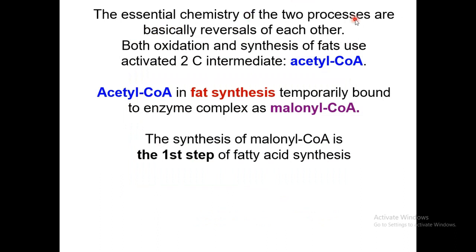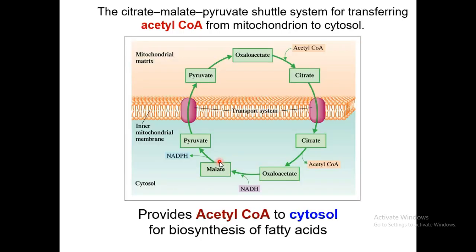So the essential chemistry of the two processes are basically reversals of each other. Both beta oxidation and fatty acid synthesis use an activated 2-carbon intermediate, which is called acetyl-CoA. Acetyl-CoA in fatty acid synthesis is temporarily bound to the enzyme complex as malonyl-CoA. So the synthesis of malonyl-CoA is the first step of fatty acid synthesis. Okay, but first acetyl-CoA must be delivered from the mitochondrial matrix to the cytoplasm.